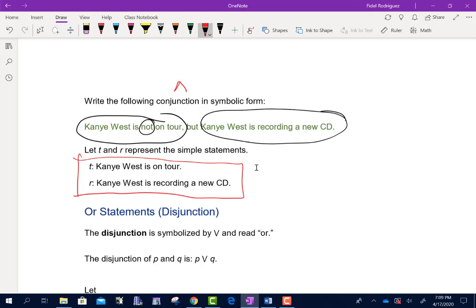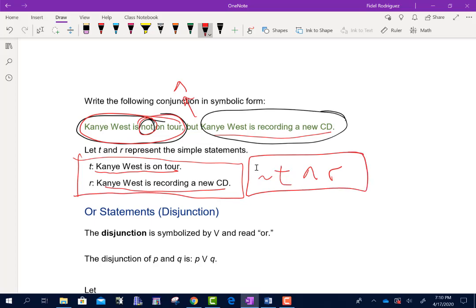So the statement T is Kanye West is on tour. But look at what we have here. We're saying Kanye West is not on tour. So what I would say is that's going to be not T. Because if T is the statement that he is, and we're saying that he is not, that would be not T, okay? But "but" is the same thing as "and," so that's going to be my little up arrow. Kanye West is recording a new CD. Well, that's just my statement R, and this is going to be my answer, okay?